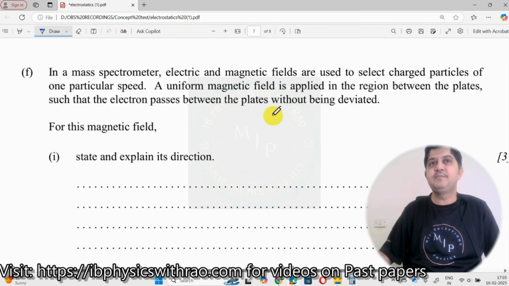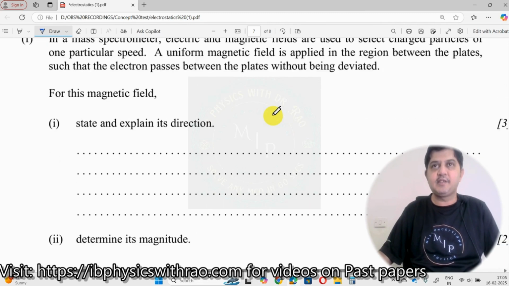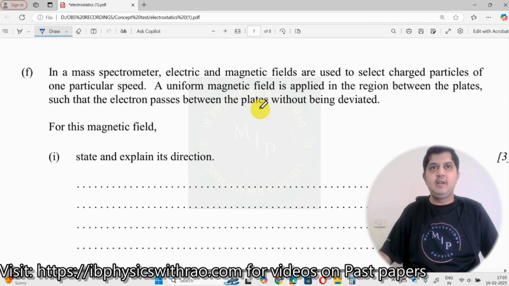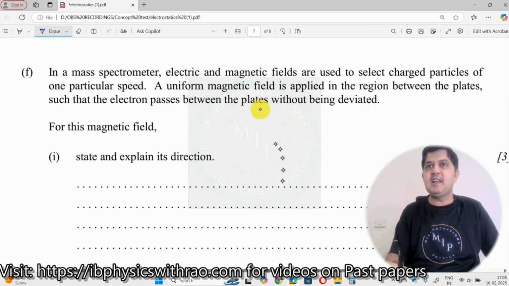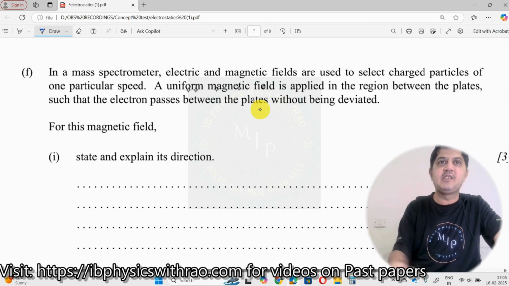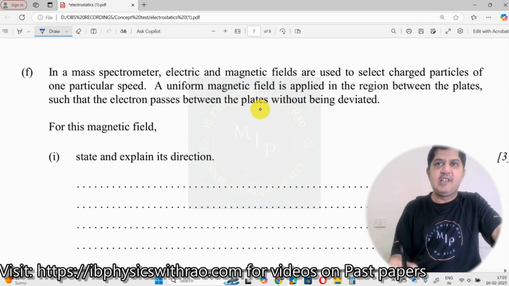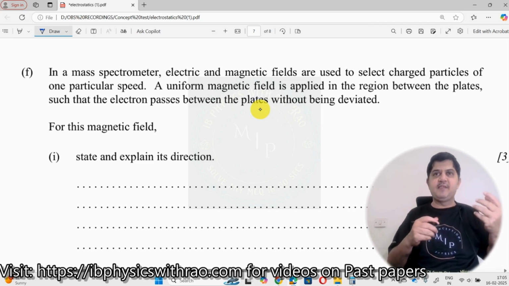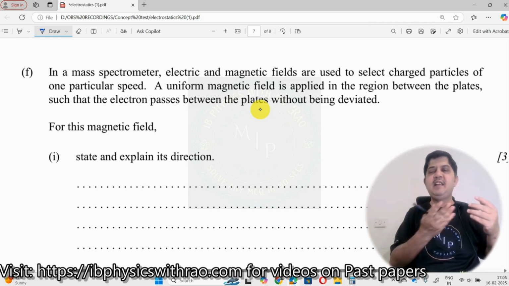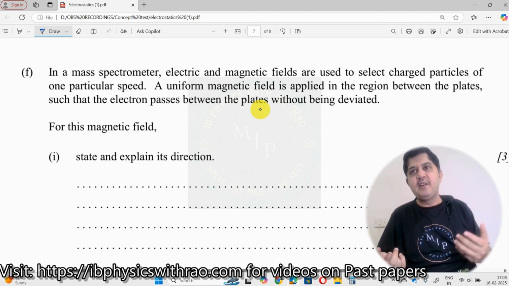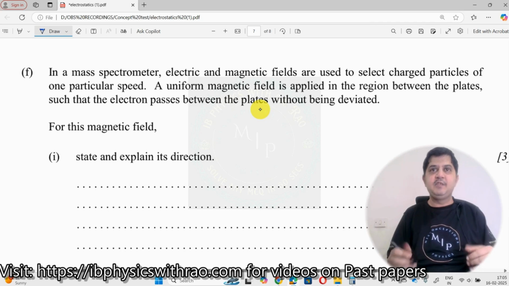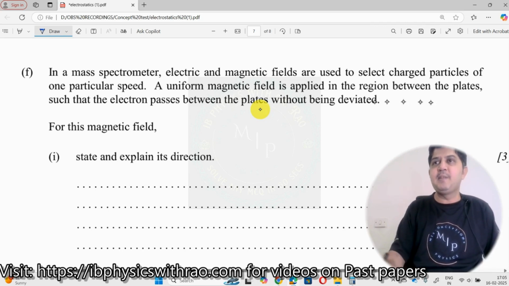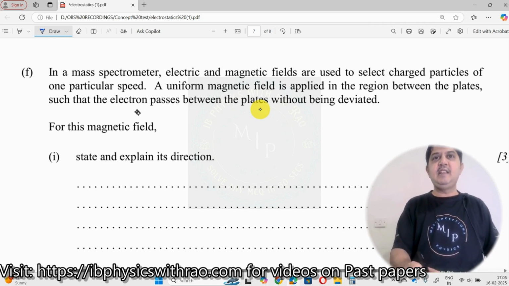Then next, in a mass spectrometer, electric and magnetic fields are used to select charged particles of one particular speed. You know what a mass spec is, right? Mass spec is something like, you have certain charged particles, and when the particles come across, you can separate the particles based on the mass of the particles and the electronic charge. A uniform magnetic field is applied in the region between the plates such that the electron passes through the plates without being deviated. For this field, state and explain its direction.